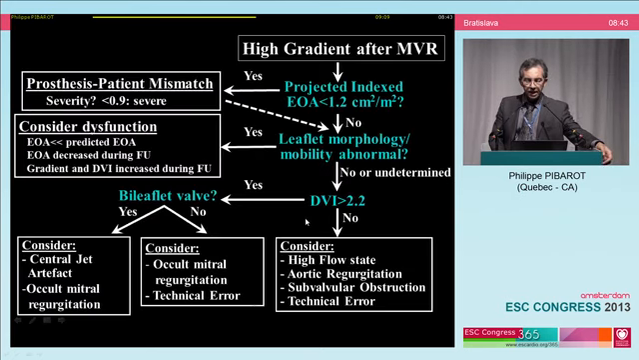Well, again, we're going to use the same type of algorithm. The only thing that is different for mitral valve replacement are the cut points. Severe mismatch is when the index AOA is less than 0.9, and moderate mismatch is when it's less than 1.2. And the Doppler velocity index that we calculate is the inverse of the aortic. So this is velocity through the mitral valve divided by velocity in the LVOT. So it is abnormal when it is high, and the cut point is 2.2.